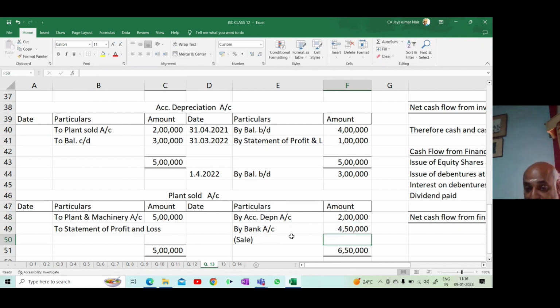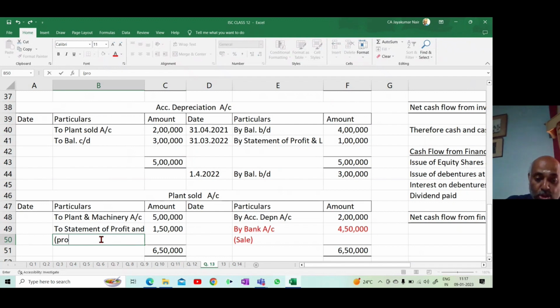So this is money coming in. Whenever it is bank, that means this will come in your cash flow statement. So 4 lakh 50,000 is the realized value of the plant that you have sold. So 5 lakh minus 2 lakh is 3 lakh. 3 lakh worth of plant you sold it for 4 lakh 50,000. Therefore, profit on sale of plant is 1,50,000. So this is profit on sale.